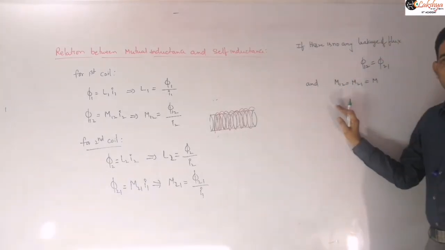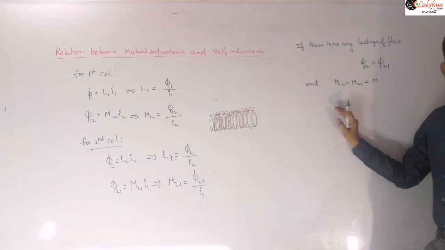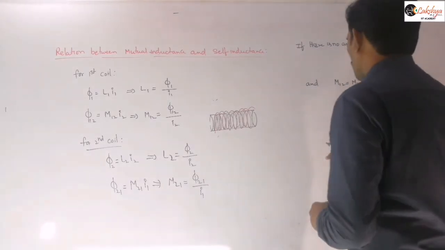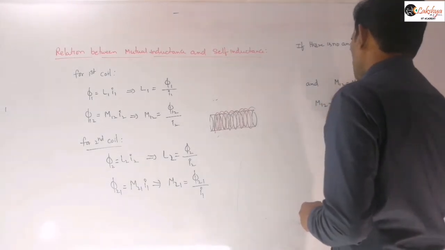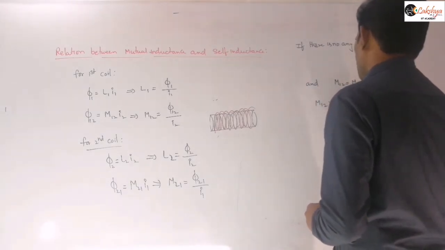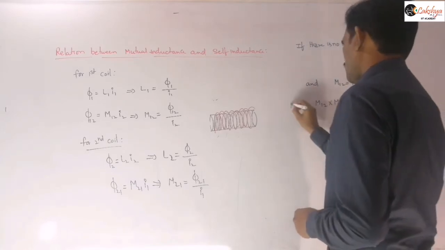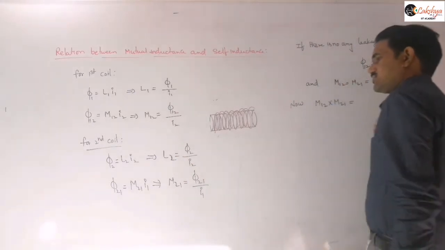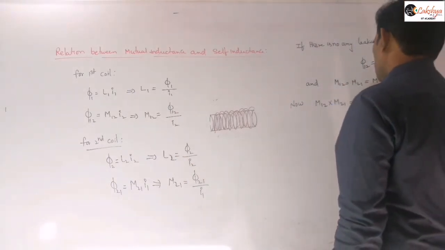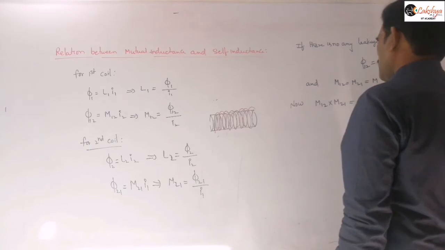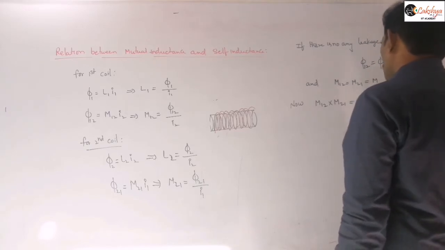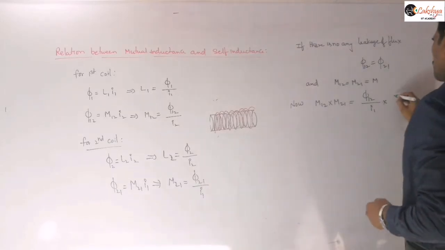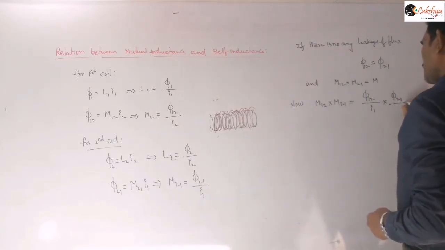This point we already mentioned at the beginning of mutual inductance in the last class: if current flows in the second coil, you will get the same mutual inductance. Now I am finding the product M12 into M21. Substituting these values, M12 is phi 12 by I1, into M21, which is phi 21 by I2.